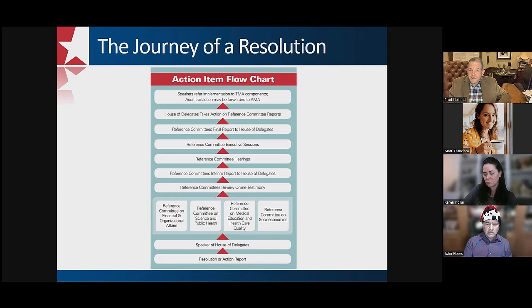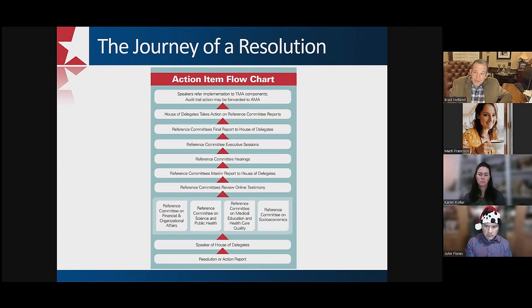One of the four reference committees anyway, I mentioned them right there: Committee on Science and Public Health, on Medical Education and Healthcare Quality, and on Socioeconomics, and FAO&A as well. Those reference committees will review online testimony. So purely online, you'll be able to give a written statement on your resolution. You can submit references and any documentation that you care to give the reference committee. That is done all online.